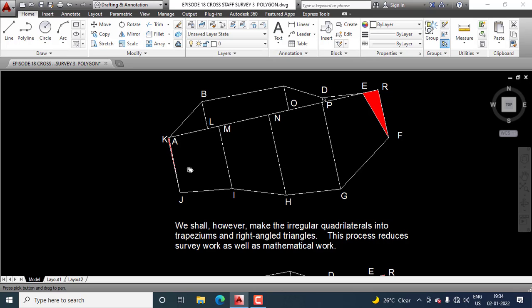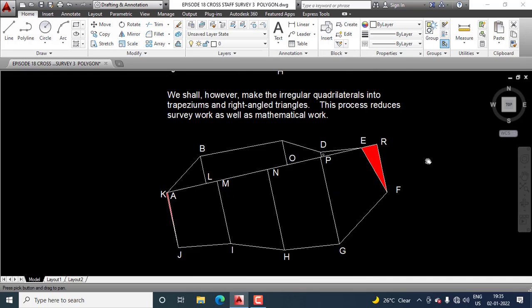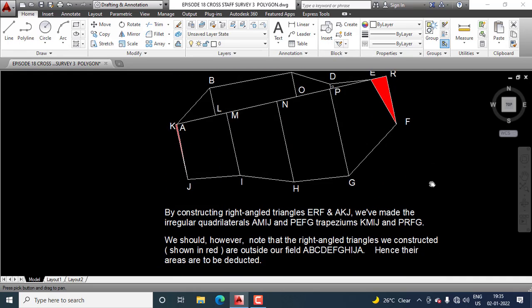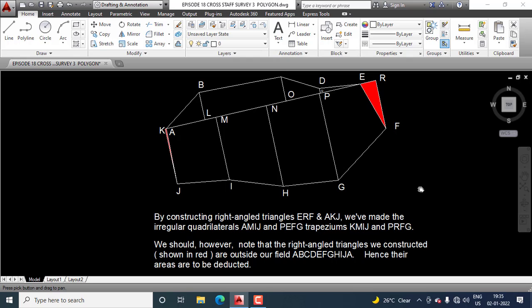In the same way, we can calculate the area of AMIJ by deducting the area of KAJ. Here also there is a small triangle, not visible clearly. So, if we calculate the area of this trapezium KMIJ and deduct the area of the right angle triangle KAJ, we can get the irregular quadrilateral's area AMIJ. By constructing right angle triangles, we have made irregular quadrilaterals into trapeziums.